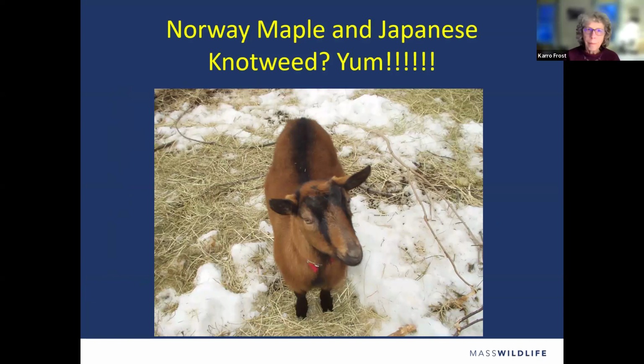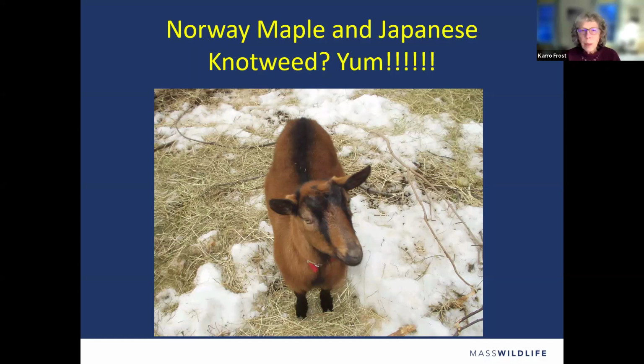You might want to get a goat to control your Norway maple or Japanese knotweed. There are places, and I'm pretty sure there are people who lease goats out on the Cape. I know that there are people who are doing it on both Martha's Vineyard and Nantucket. So I'm betting that there are people who are doing it also on the Cape.